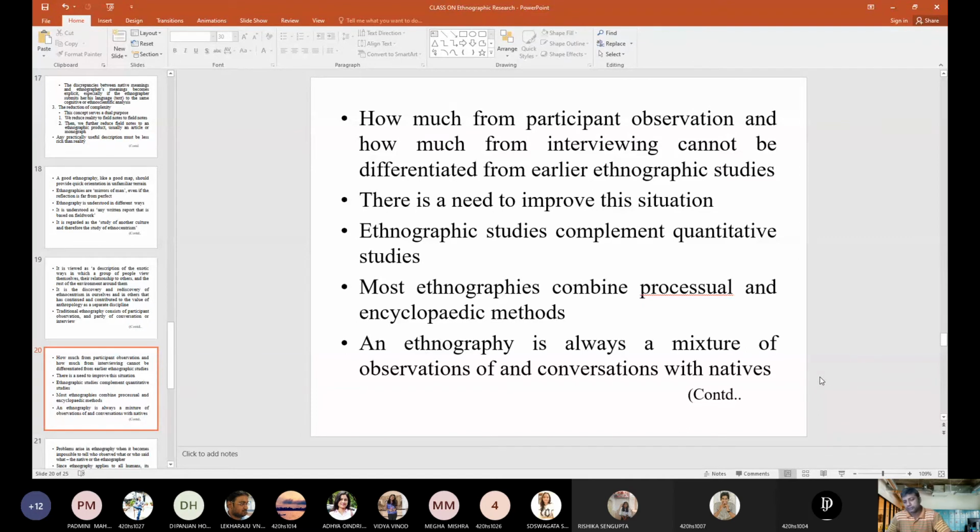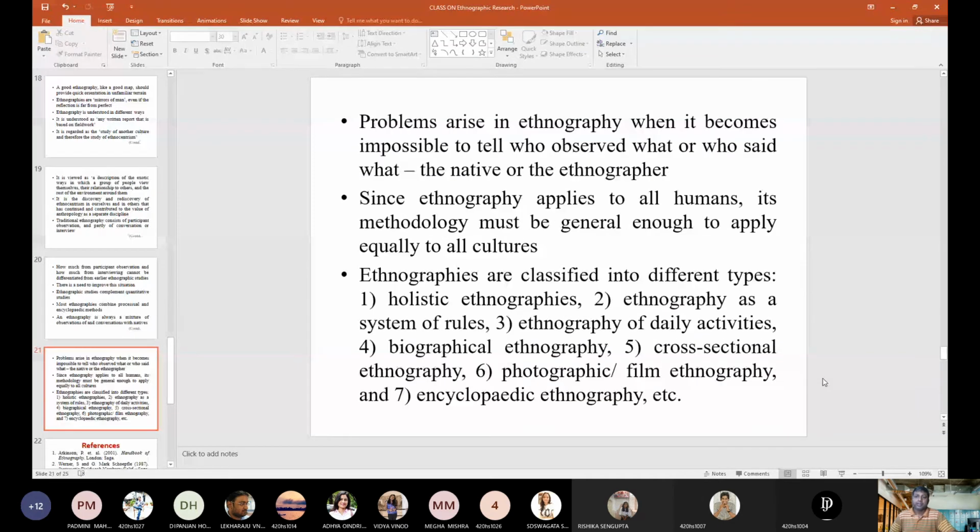So when we are using the ethnographic approach in collecting the information, I have already told you it is a mixture of observation and conversation with the natives. By conversation and observing the people, we understand. Problem arises in ethnography when it becomes impossible to tell who observed what or who said what, the native or the ethnographer. Means whether the native has told this or the ethnographer has told this. Because in ethnographic research, the ethnographer usually writes the things from the native's perspective. So that's why it is very difficult to differentiate what exactly the native told and what the ethnographer has written.